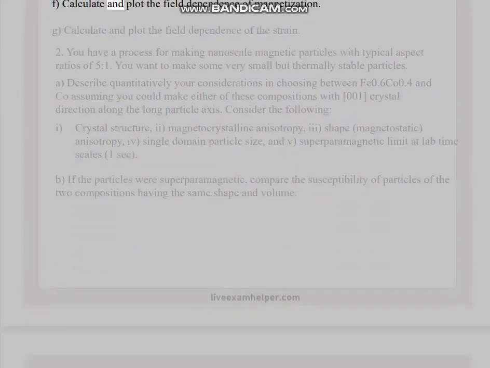F. Calculate and plot the field dependence of magnetization. G. Calculate and plot the field dependence of the strain.